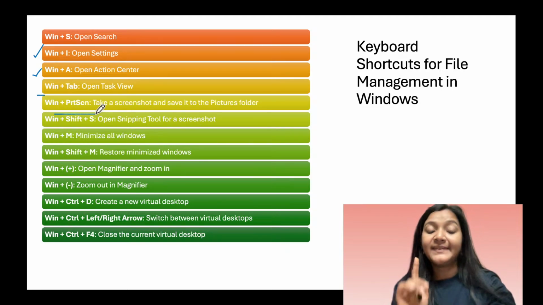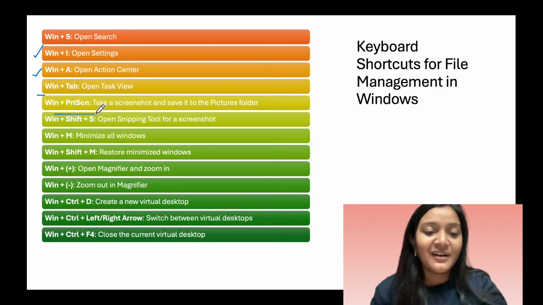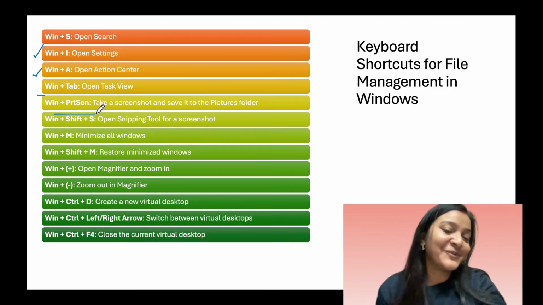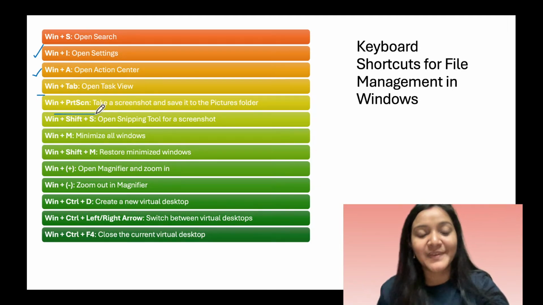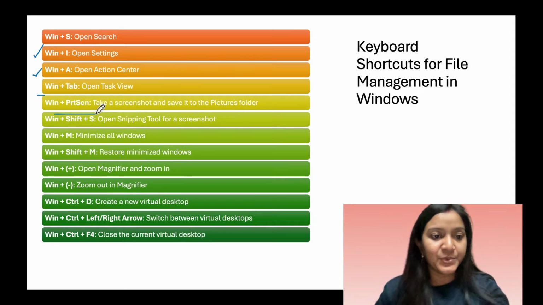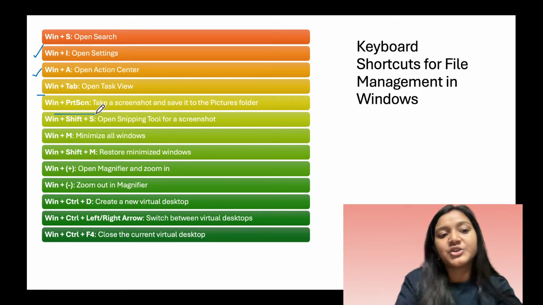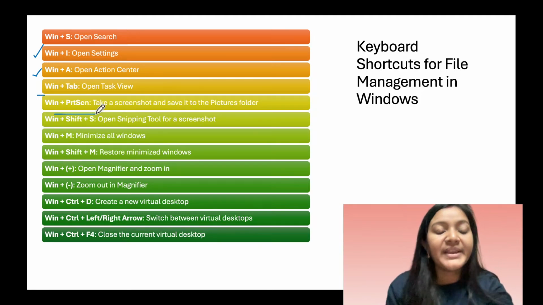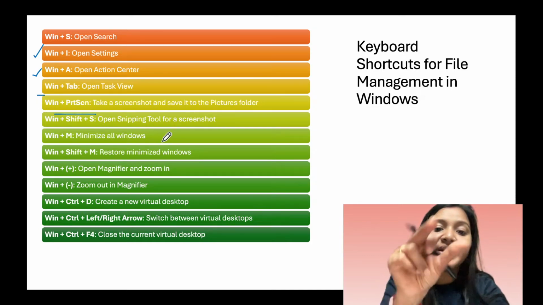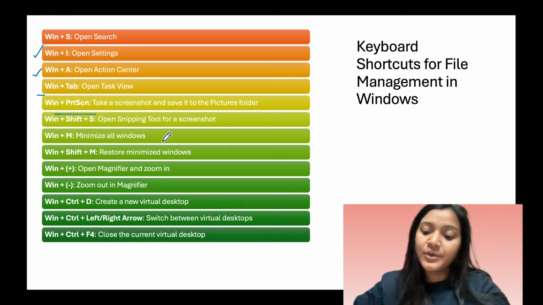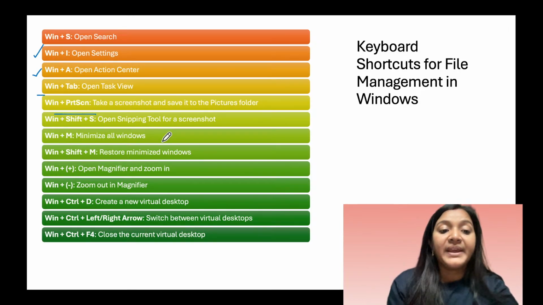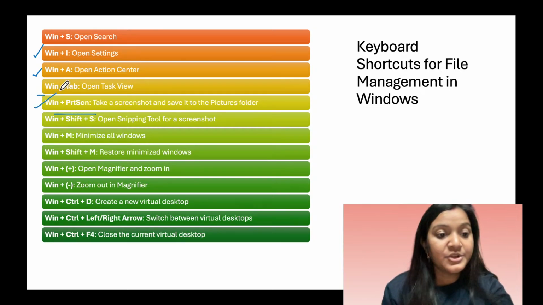Now print screen. On mobile we often take screenshots using volume keys and the lock key, but nowadays it's very hard for people to take a screenshot on a computer. A question came: what is the shortcut to capture a screenshot? That is Windows key plus print screen. You do it and it will be saved in the Pictures folder directly. You can also use only print screen, but it won't be saved. So this is the shortcut.